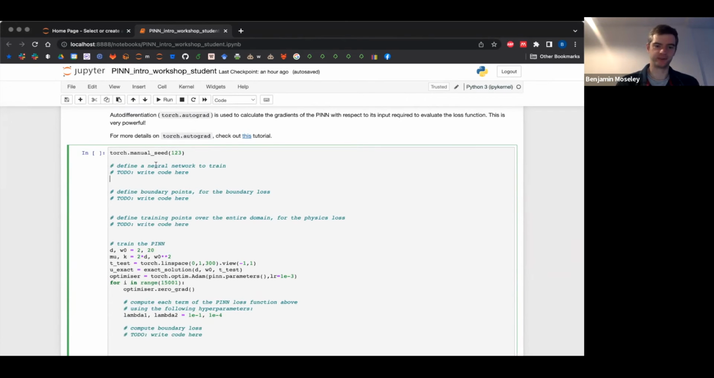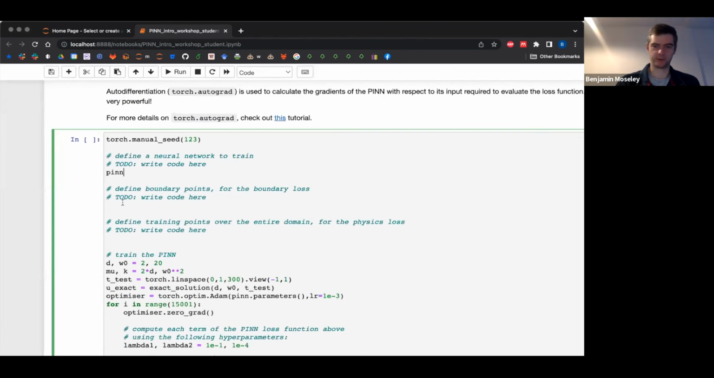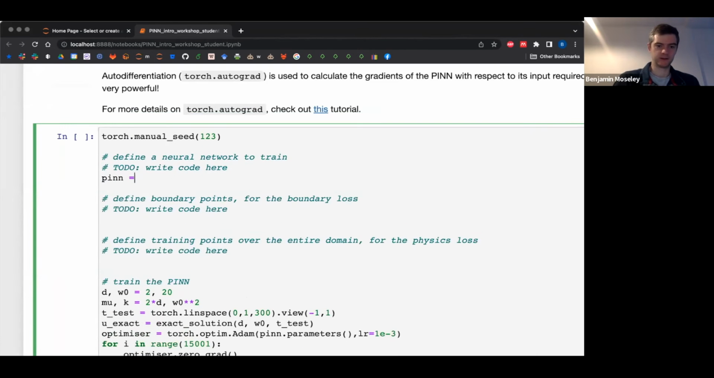So this is very simple. We're just going to say, can you see this okay? Maybe I'll just zoom in a little bit. So we're going to say our PINN is just the fully connected neural network, which we defined above. So this is just a very standard PyTorch network. And it had 4 different parameters.